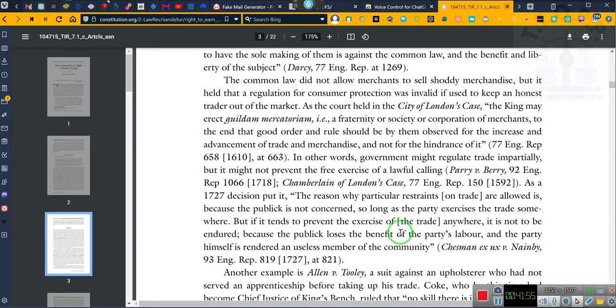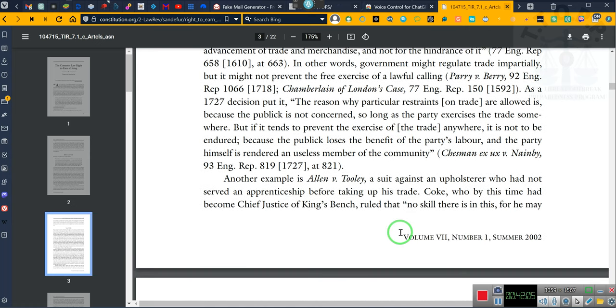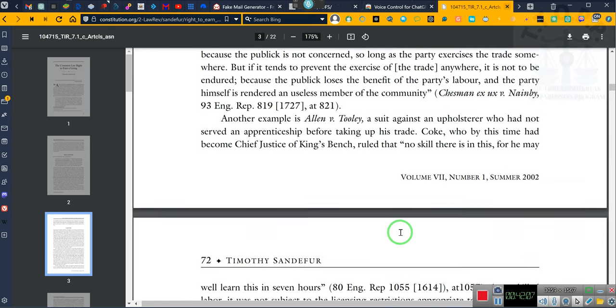Go back and look at the First Amendment. Congress shall make no law. You don't have to prove that the law infringes upon these things. They have to prove that it doesn't infringe upon your rights. And when they tax your right to earn a living, that's it.